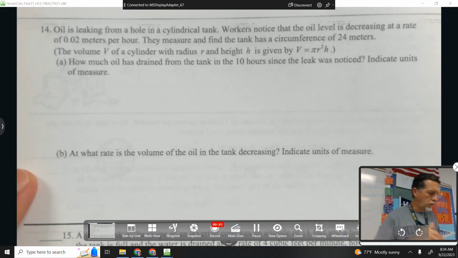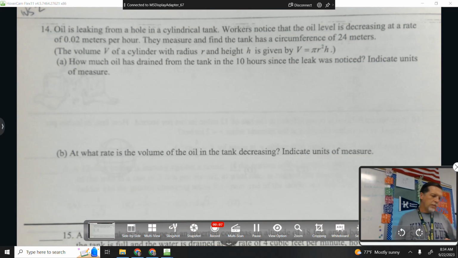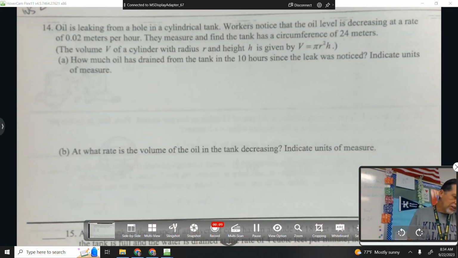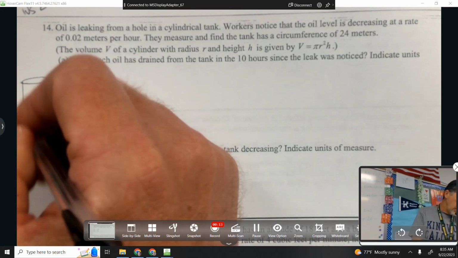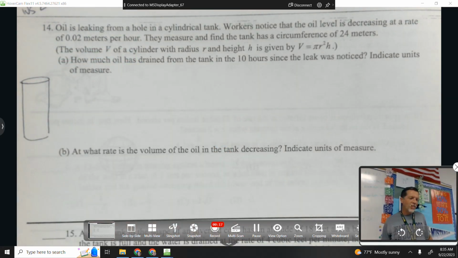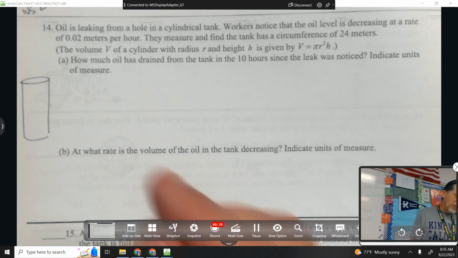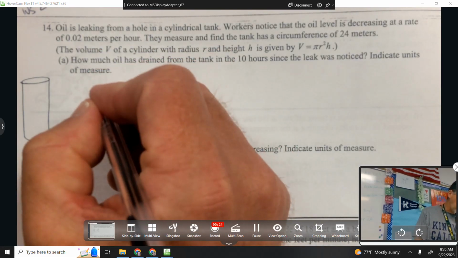On worksheet 2, number 14. Oil is leaking from a hole in a cylindrical tank. That's not a good situation. Workers notice that the oil level is decreasing at a rate of 0.02 meters per hour.